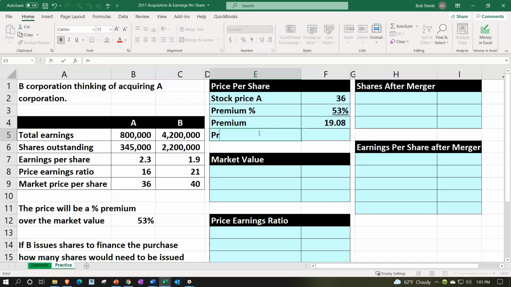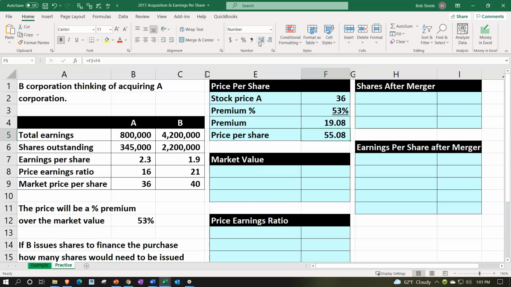The price per share is going to be the original 36 price plus the premium that we're going to pay, 53% over on a per share basis, adding a couple decimals there, number group. So we're at 55.08 per share over the market price.